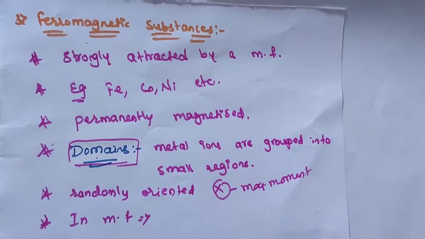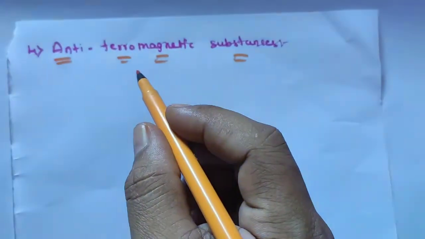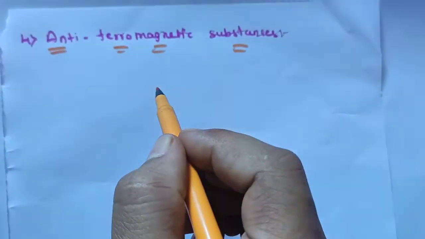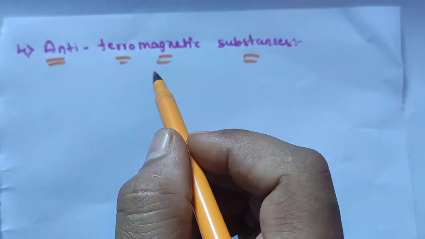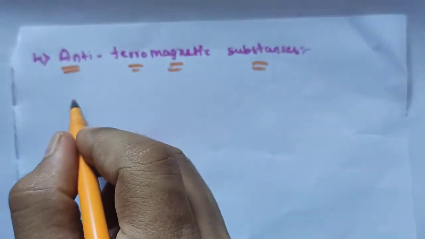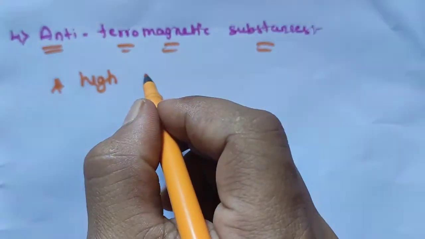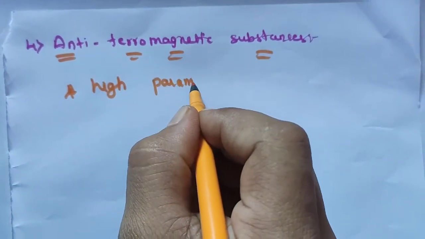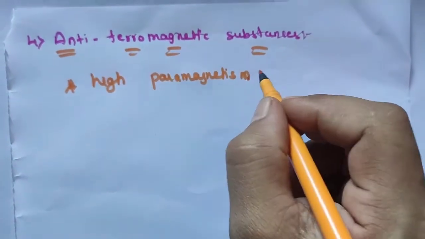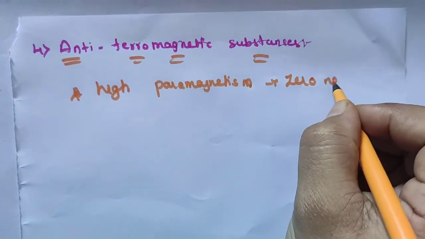So next one, antiferromagnetic substances. The fourth type of substances is antiferromagnetic substances. They are expected to have high paramagnetism, but they possess zero net magnetic moment.